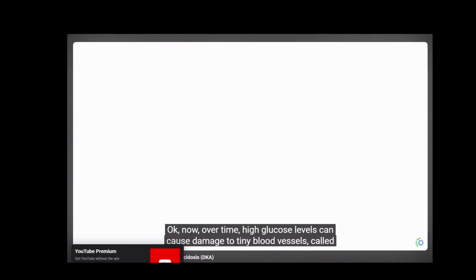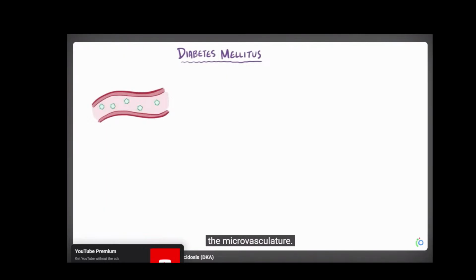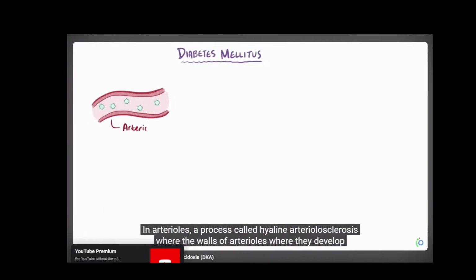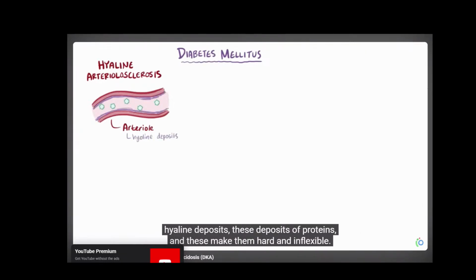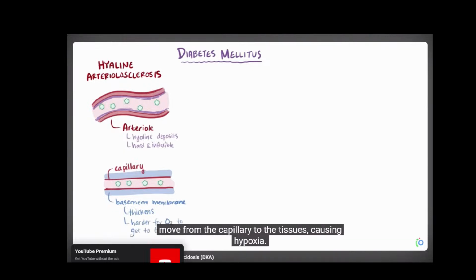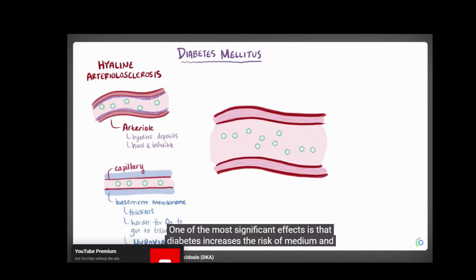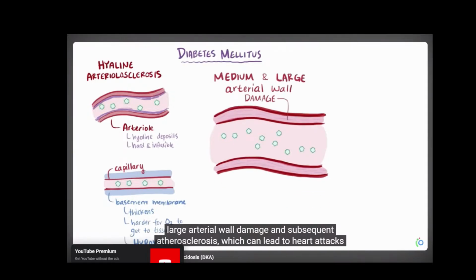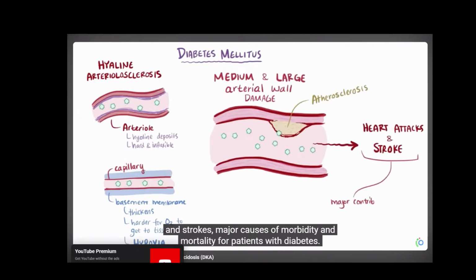Alright, now over time, high glucose levels can cause damage to tiny blood vessels, called the microvasculature. In arterioles, a process called hyaline arteriolosclerosis is where the walls of the arterioles develop hyaline deposits, which are deposits of proteins, and these make them hard and inflexible. In capillaries, the basement membrane can thicken and make it difficult for oxygen to easily move from the capillary to the tissues, causing hypoxia. One of the most significant effects is that diabetes increases the risk of medium and large arterial wall damage, and subsequent atherosclerosis, which can lead to heart attacks and strokes, which are major causes of morbidity and mortality for patients with diabetes.